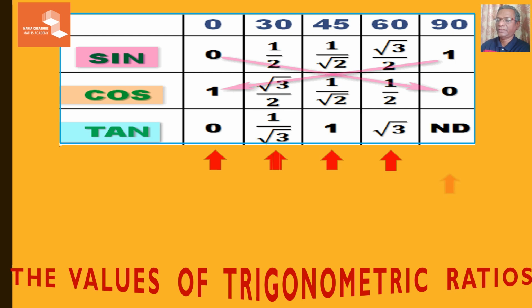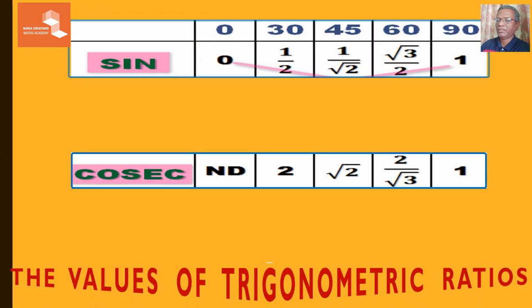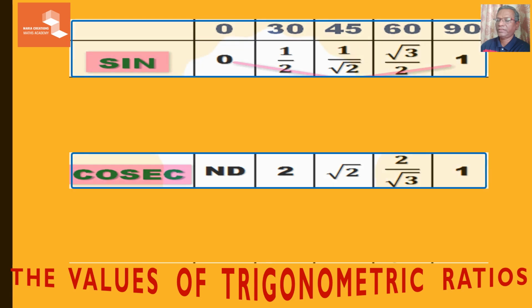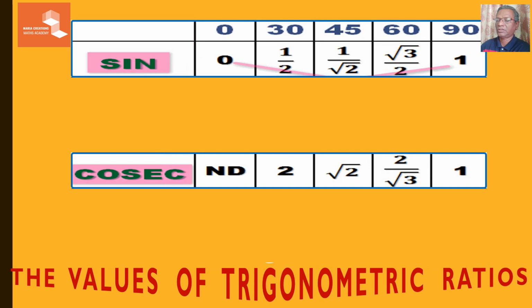To find tan 90 degree, 1 by 0. Since any number divided by 0 is not defined, here tan 90 degree is not defined. Now we shall find the value of cosecant function. We know cosecant theta is 1 by sin theta. Therefore, the reciprocal of sine function is cosecant. Hence, cosecant 0 degree is 1 by 0. That is not defined. Cosecant 30 degree is the reciprocal of sine 30 degree.